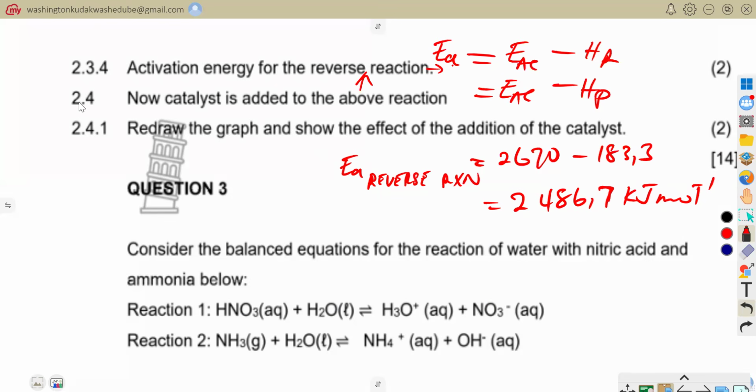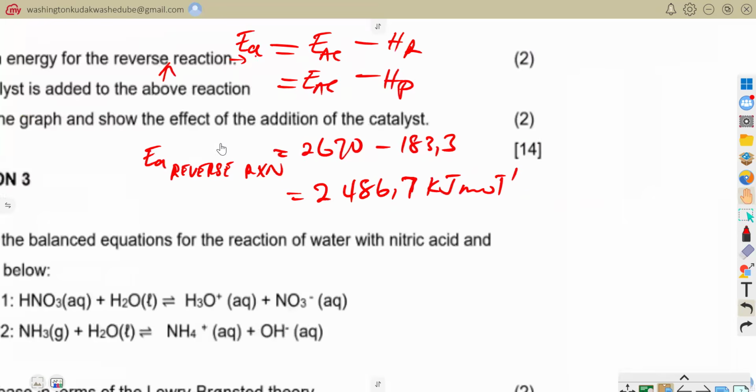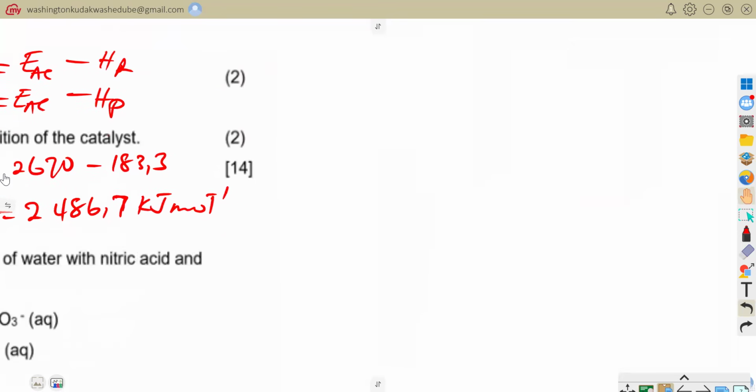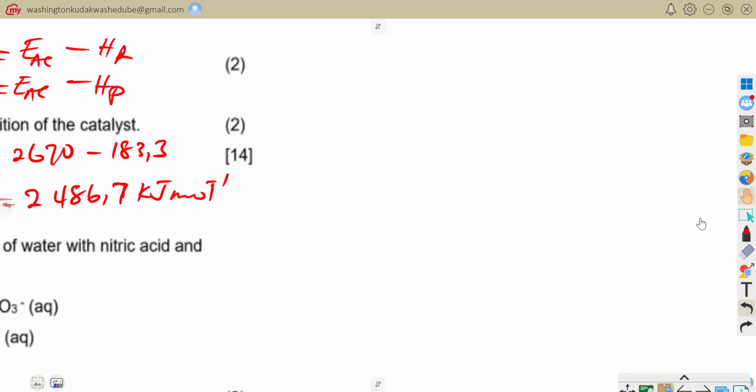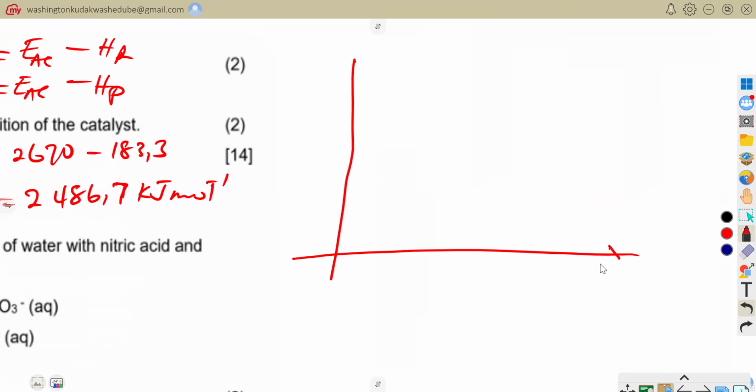What about now? They're saying 2.4. Now a catalyst is added to the above reaction. Redraw the graph and show the effect of the addition of the catalyst. So what is the main job of a catalyst? We know that a catalyst's main job is to lower the activation energy of our reaction so that our reaction can speed up in terms of its pace. So we need to speed up the rate of reaction through lowering the activation energy.